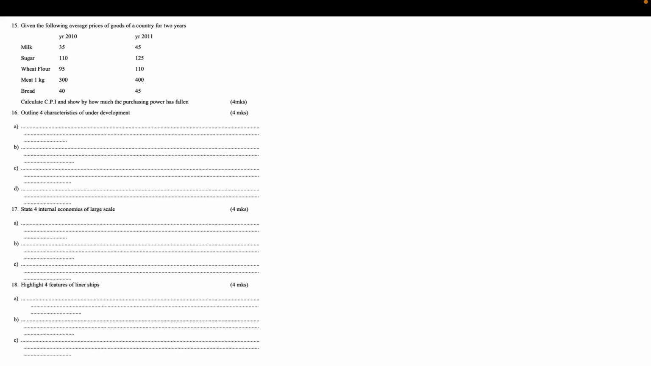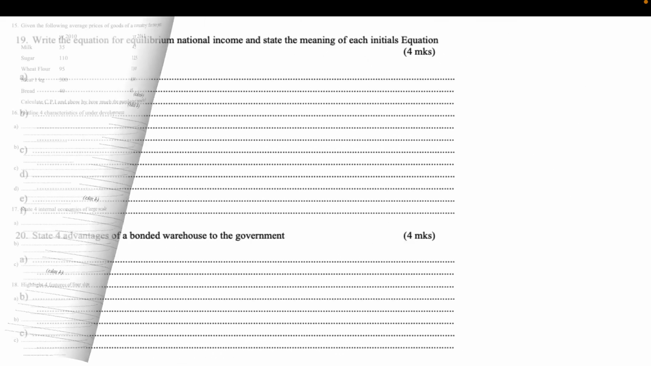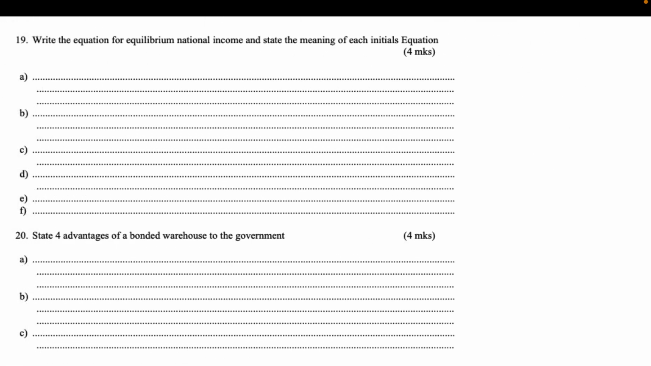Outline 4 characteristics of underdevelopment, 4 marks. State 4 internal economies of large scale, 4 marks. Highlight 4 features of liner ships, 4 marks. Write the equation for equilibrium national income and state the meaning of each initial in the equation, 4 marks. State 4 advantages of a bonded warehouse to the government, 4 marks.